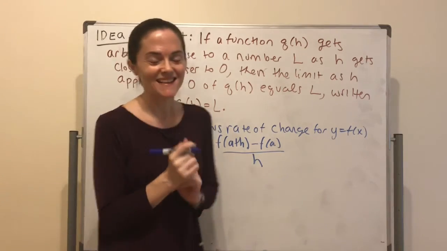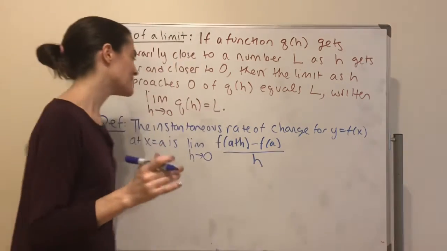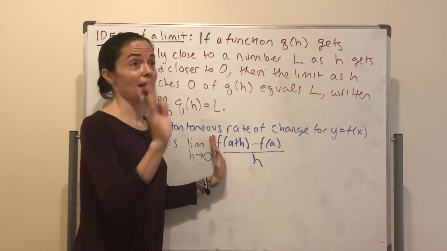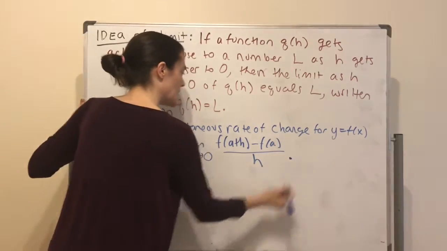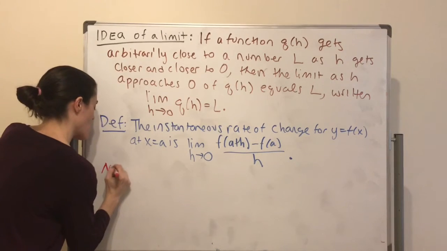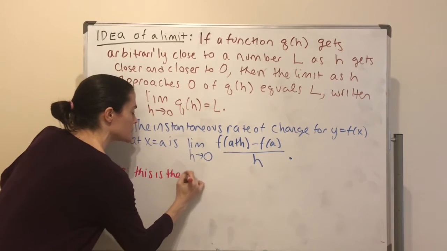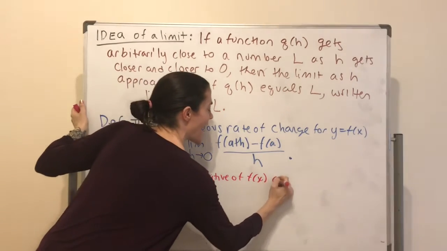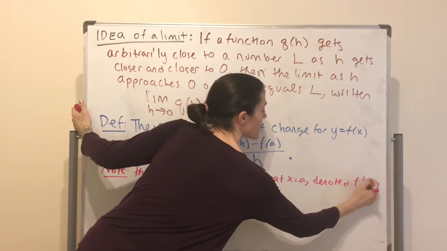And this is the exact idea that we just saw in that Desmos calculation. This is the slope of the secant line, or the average rate of change from a to a plus h, and then we let h get closer and closer to 0. Now, what is this? So this is also what's called the derivative of f of x at x equals a, and this is denoted f prime of a.